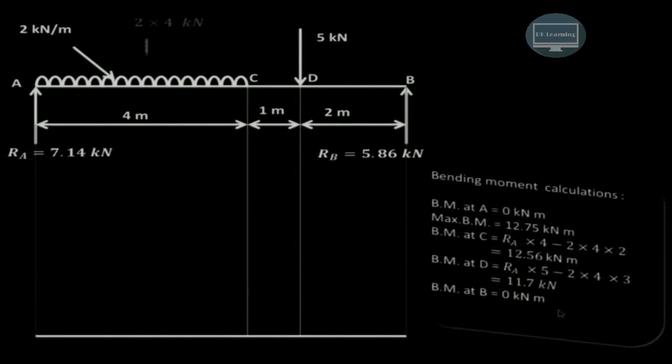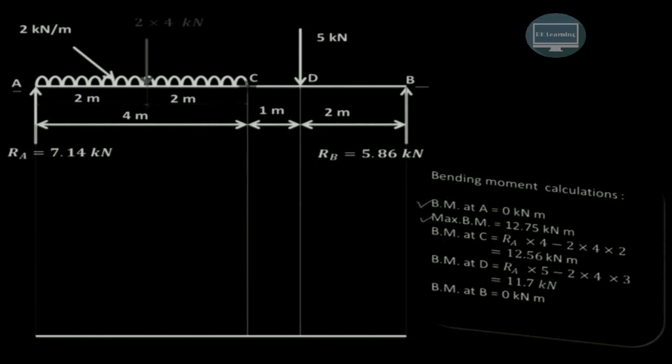Now we go for the bending moment calculation. As we know, in the case of a simply supported beam, the moment at the end points is always 0. So the bending moment at point A is 0. Maximum bending moment will be at a distance x, that is 3.57 meter from A, and that we have already calculated previously. So these two values we know.